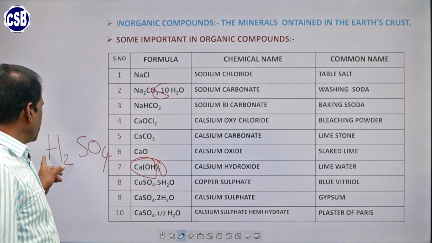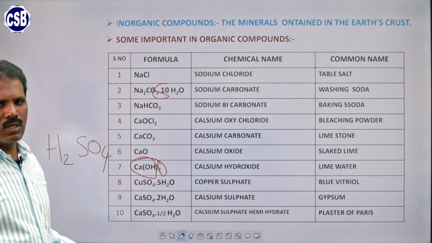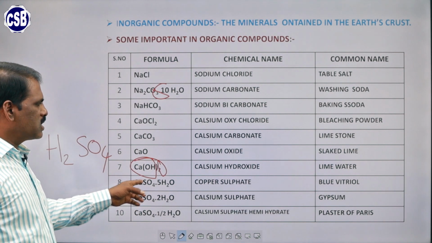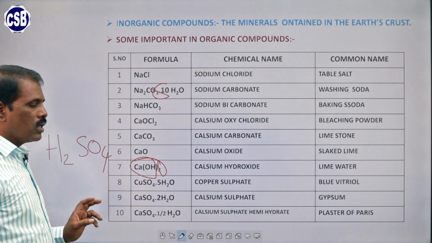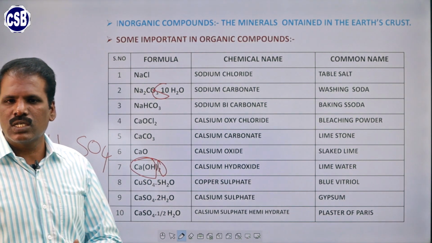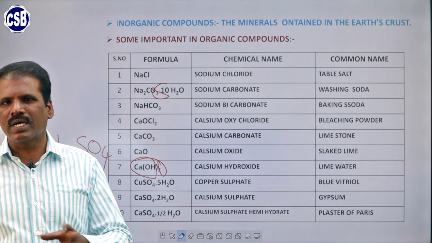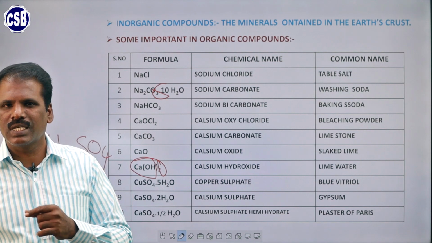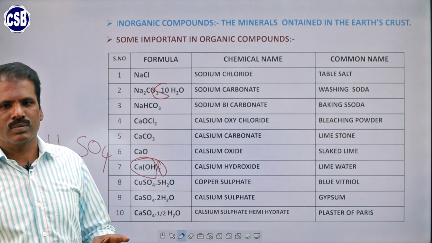So when metals combine with sulfuric acid, you get so many metallic sulfates. When copper reacts with sulfuric acid, you get copper sulfate. Its color is blue, so it is known as blue vitriol. When iron combines with sulfuric acid, you get iron sulfate. The color is green, so it is known as green vitriol. If zinc combines with sulfuric acid, you get zinc sulfate. The color is white, so it is known as white vitriol.